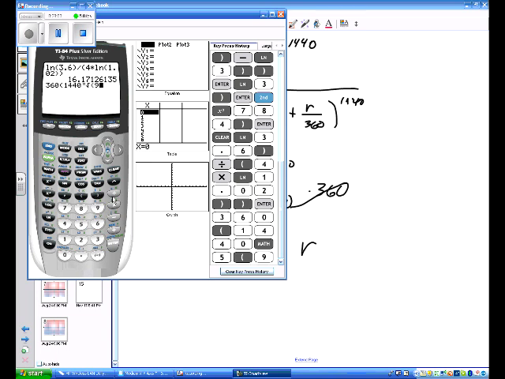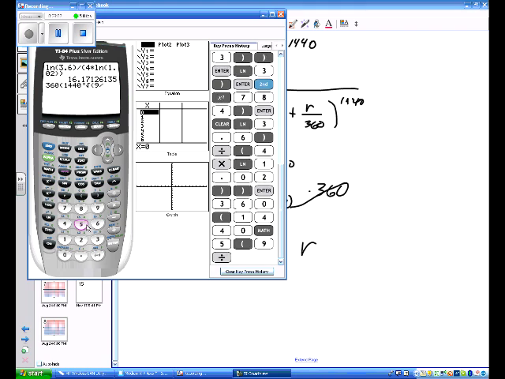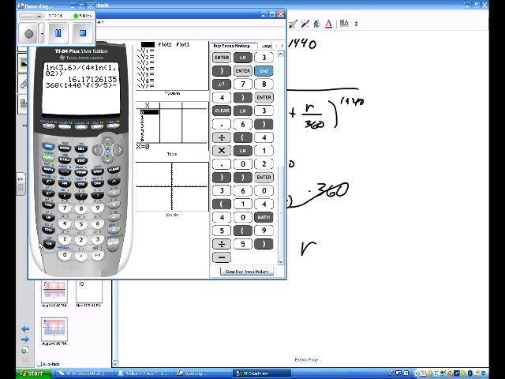Well, you can do that. I would put it in parentheses, 9 divided by 5. That would be fine. Or you can put 1 8/10. So we've got 360 times that root of 9/5 minus 1. And we closed for the radical. So then we have minus 1. And we say enter.